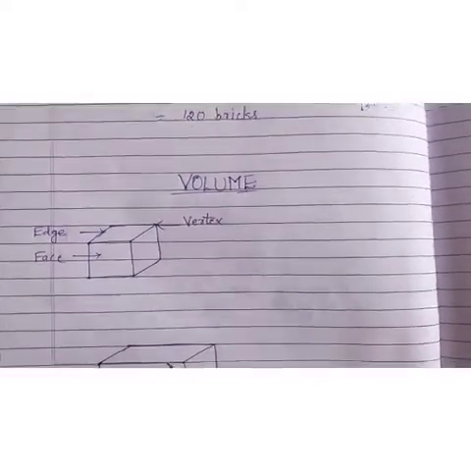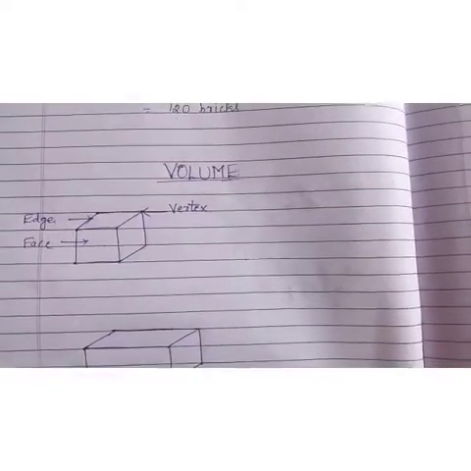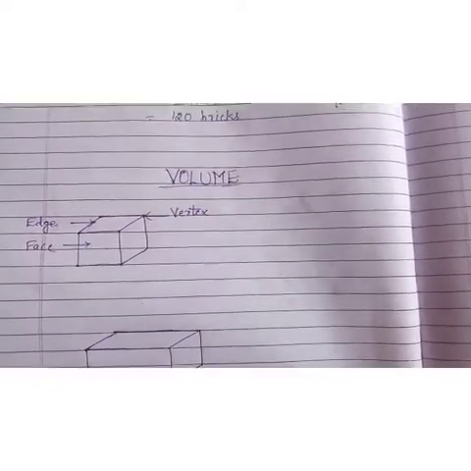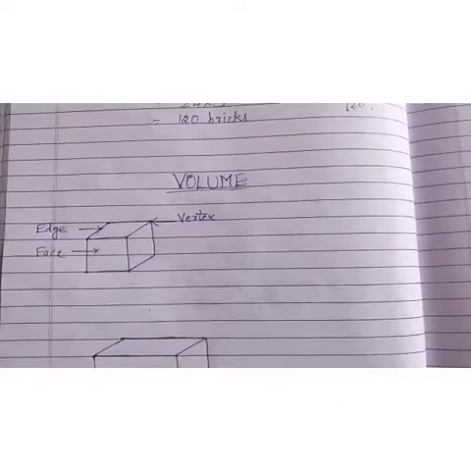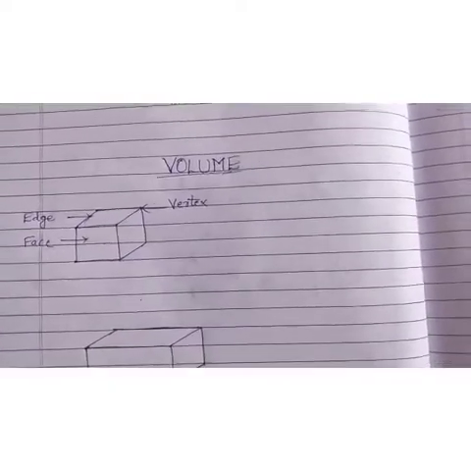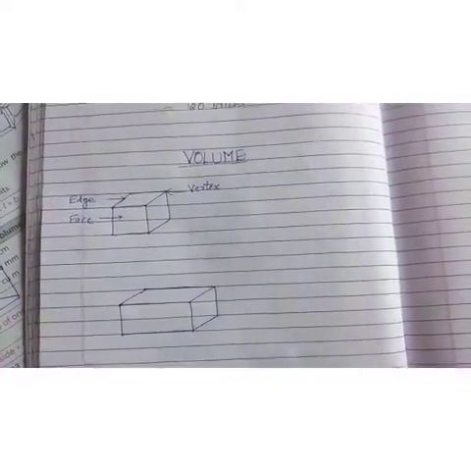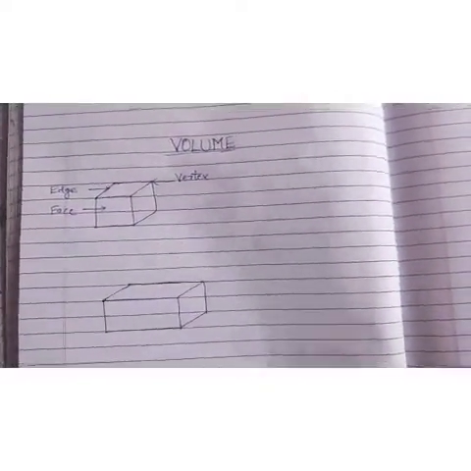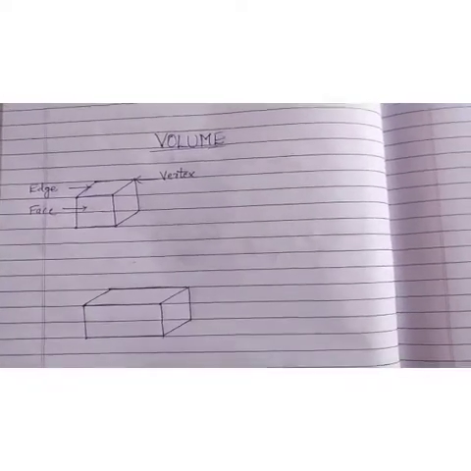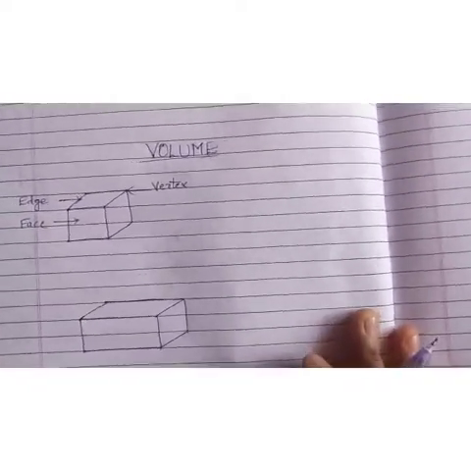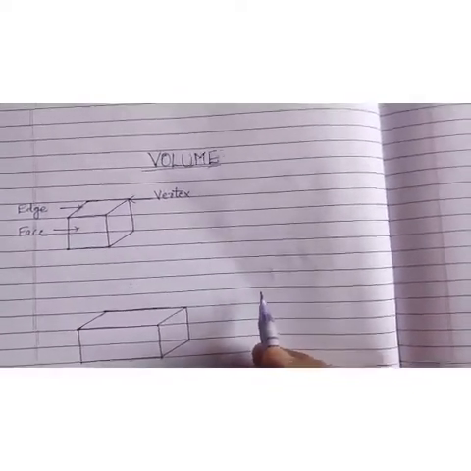So children, what is volume? Volume is nothing but the space occupied by any object. Suppose if you take a box, whatever you fill inside that box, that space is called the volume. Suppose if I take this book, this page is there. Is this page a plain surface? Yes. If you take an example of a blackboard, is it a plain surface? Yes. Such plain surfaces do not have any volume.